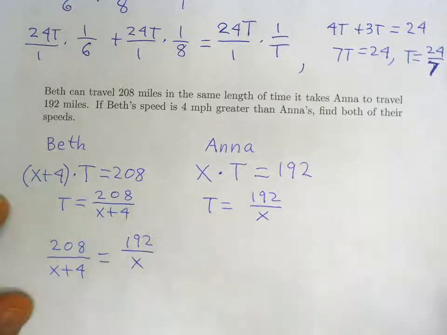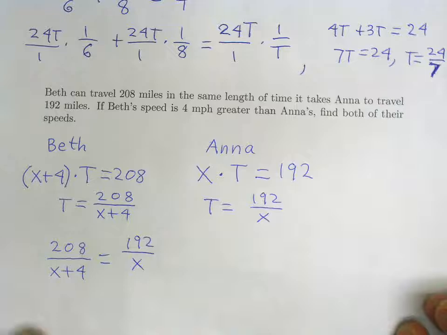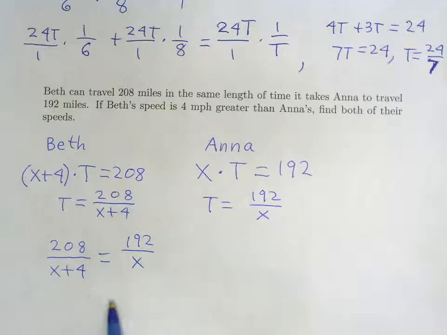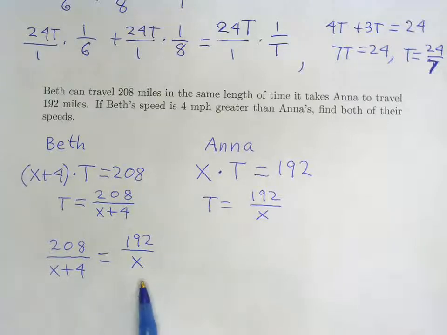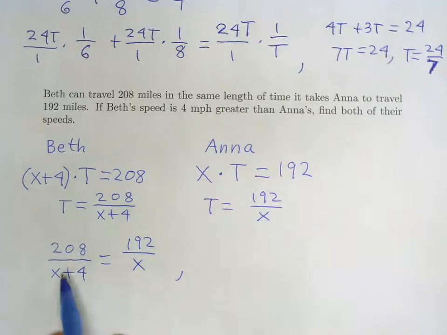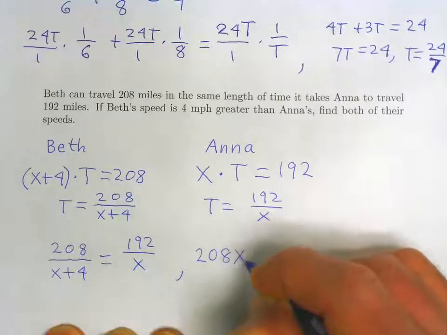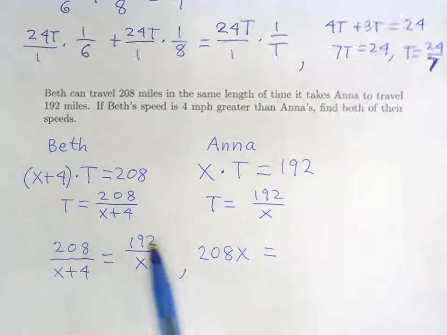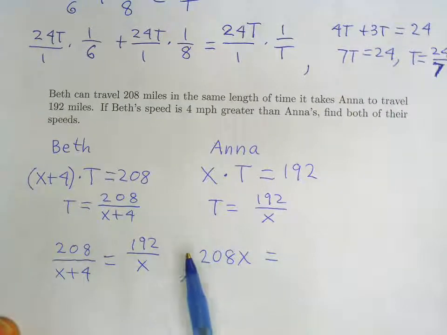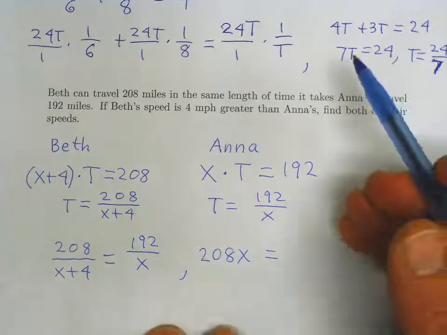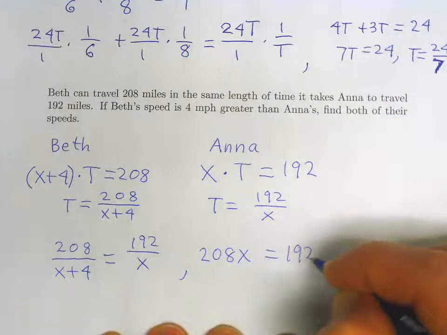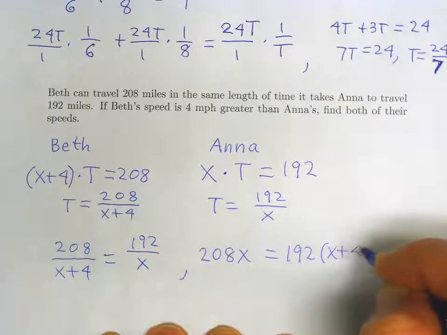192 divided by x. And then we have a couple of ways we can proceed. We can multiply both sides by the least common denominator, which is x times x plus 4. So when you multiply the left-hand side by x times x plus 4, the x plus 4 factors cancel, and you're just left with 208 times x. And when you multiply the right-hand side by x times x plus 4, the x factors cancel, and you're left with 192 times x plus 4.